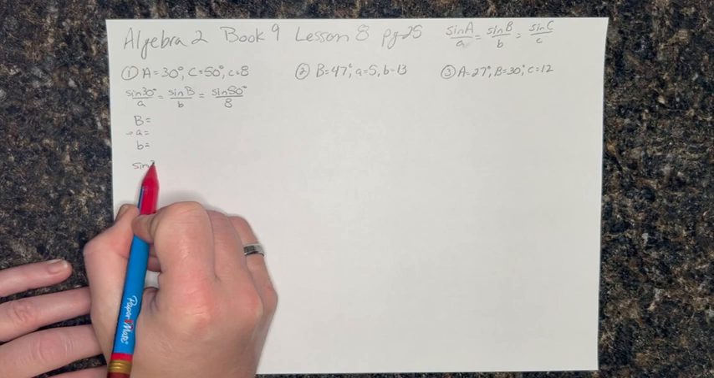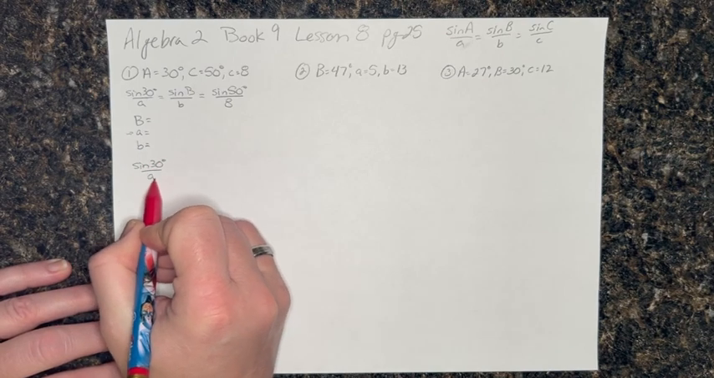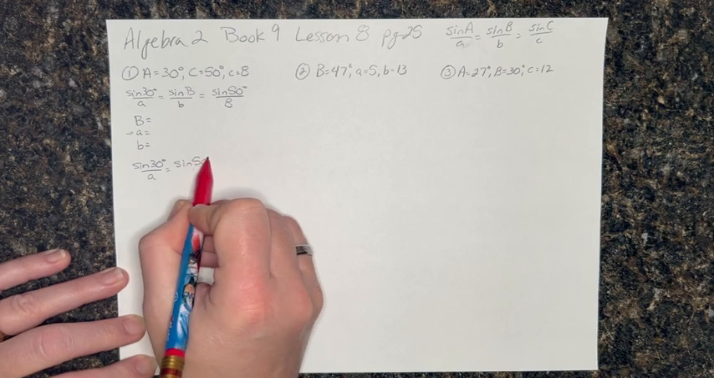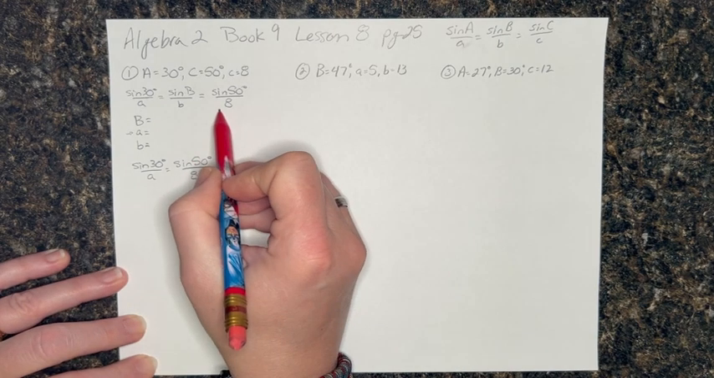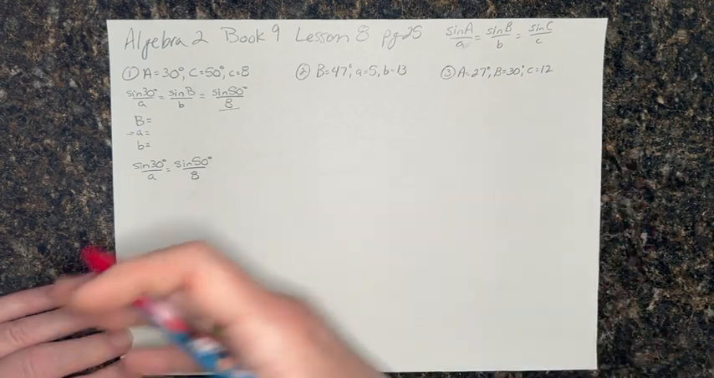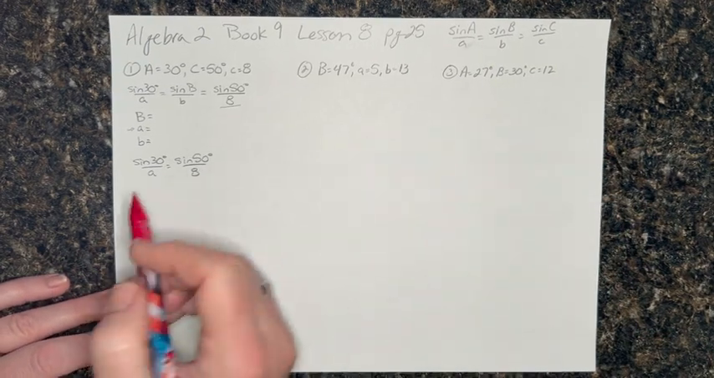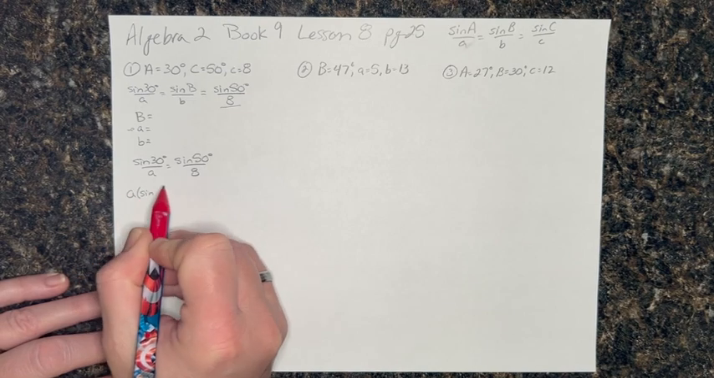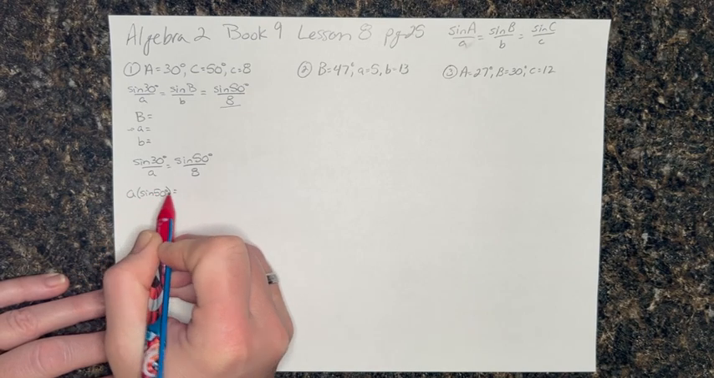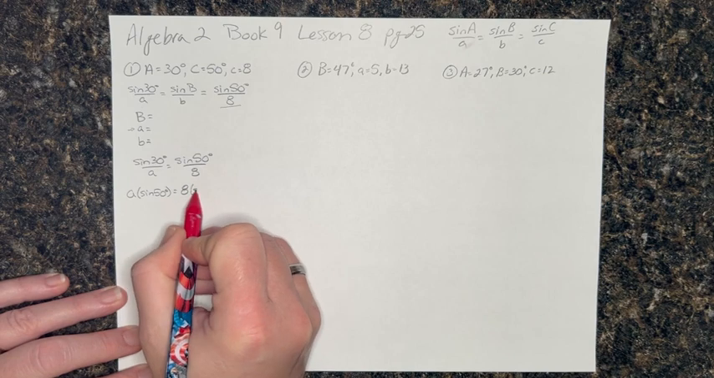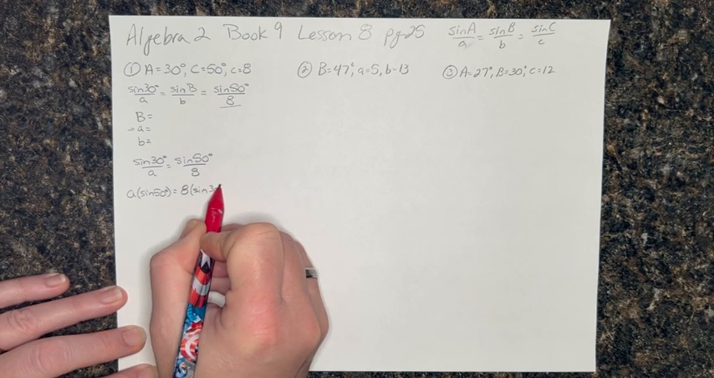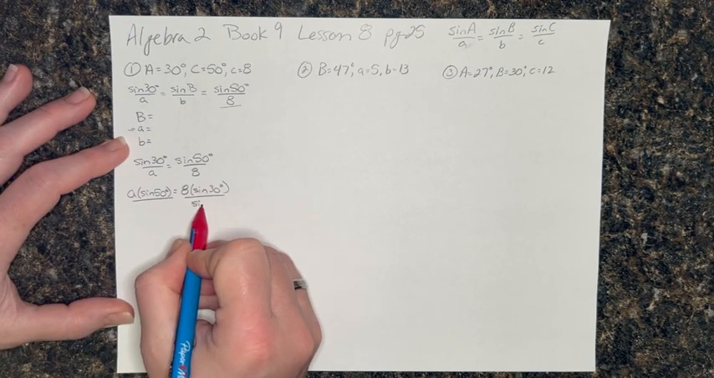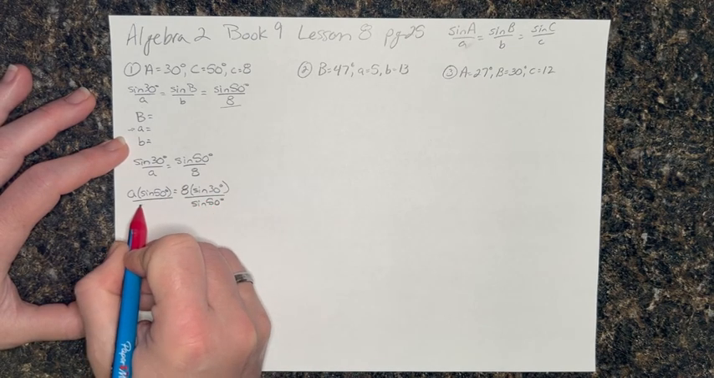So I have the sine of 30 degrees over A is equal to the sine of 50 degrees over 8, because this one is complete, right? That ratio is complete. It has both of the parts filled in. Now we're going to cross multiply, right? So A times the sine of 50 degrees is equal to 8 times the sine of 30 degrees. And then I'm going to divide both sides by the sine of 50 degrees.